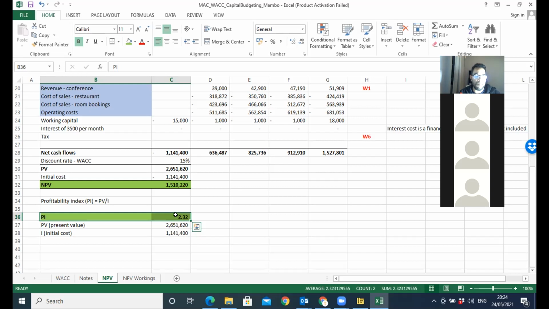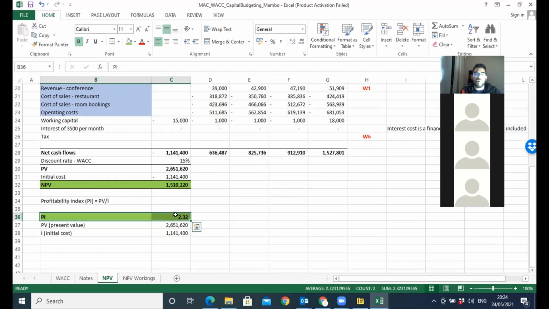Oh, so with a PI over here, I have 2.32, right? So let's say they gave us other 2 projects. The other one is 1.8 and the other one is 2.5. So then that means 2.5 is ranked number 1, 2.32 is ranked number 2, 1.8 is ranked number 3. Now it makes sense, I can rank them.